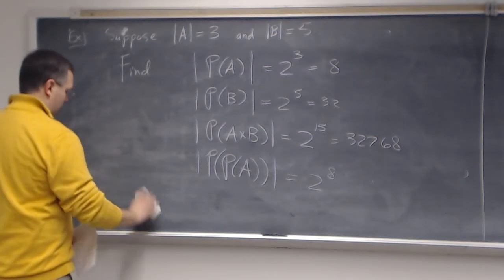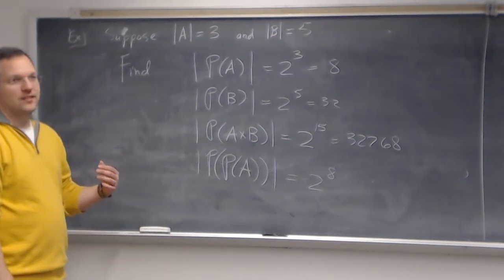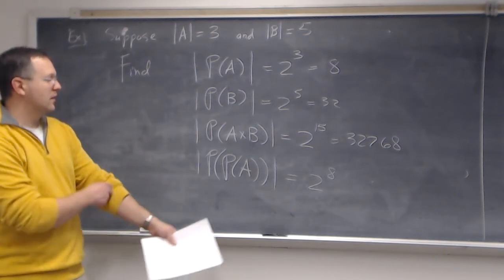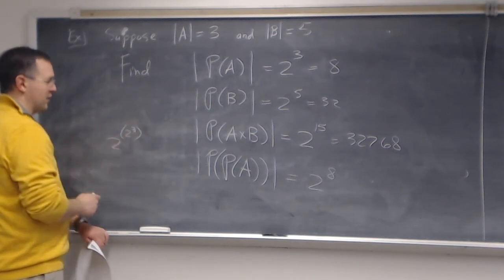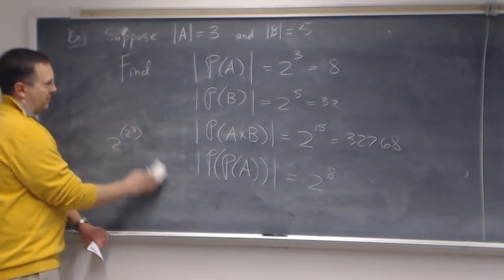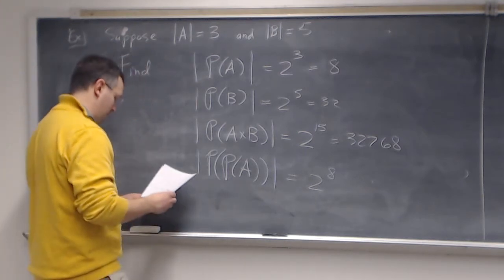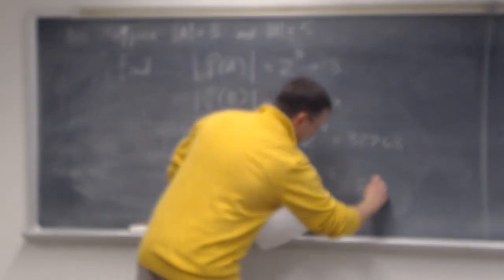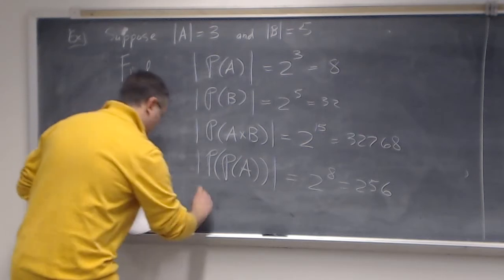So when you say 2 to the 2 to the third, it's probably better to say 2 to the 8th, or you have to use parentheses: 2 to the parentheses, to the third. All right, so what's 2 to the 8th? 256. All right.